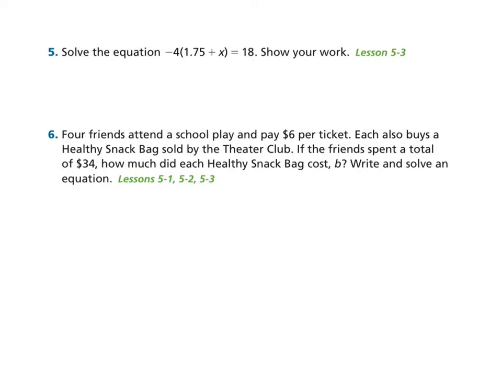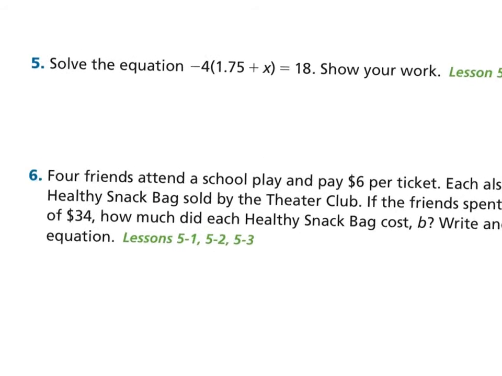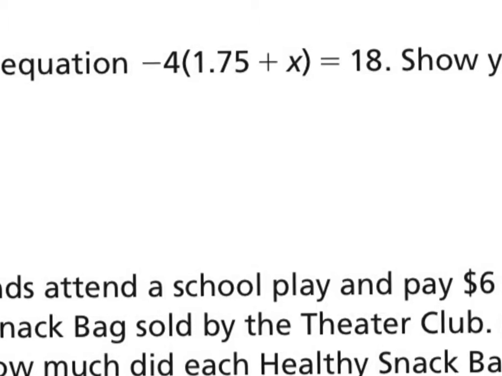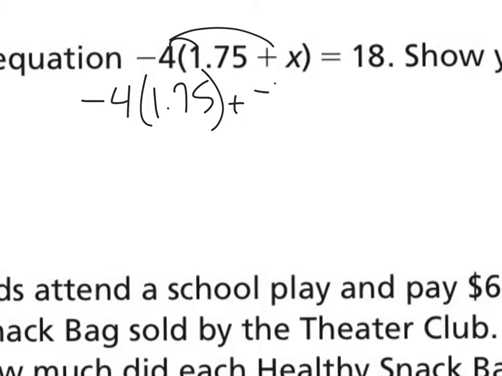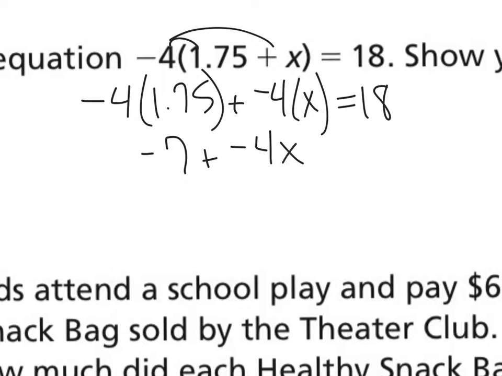Number 5, they're asking us to solve this equation, and as always, we have to show our work. We have a number next to our parentheses, so our first step is going to be to distribute. So we'll do -4 times 1.75 plus -4 times x equals 18. When we multiply, we'll get -7 plus -4x equals 18.